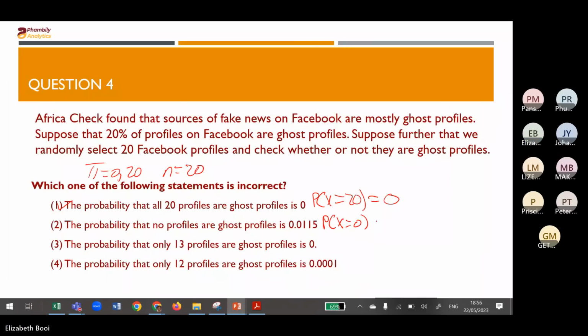0.0115, which is equal to 0.0115. So that is the same. So that is correct. So we're still looking for the incorrect one.